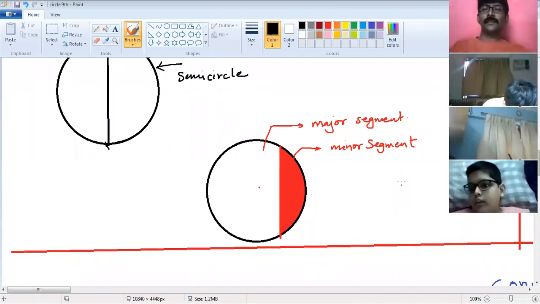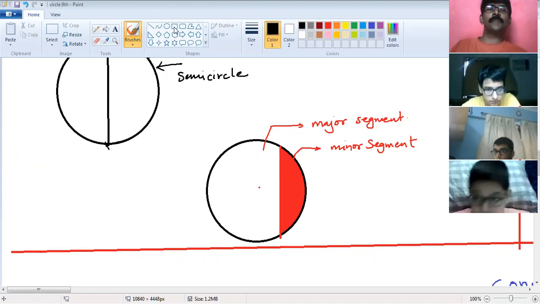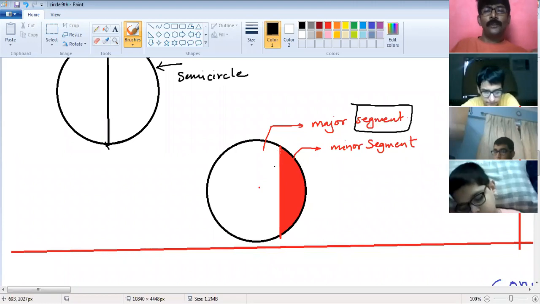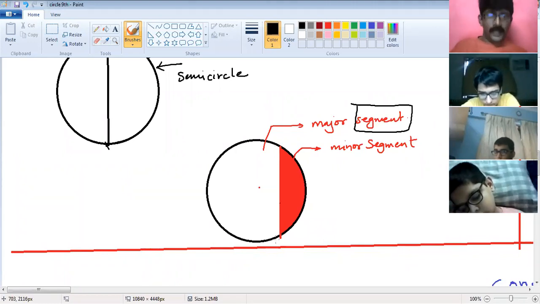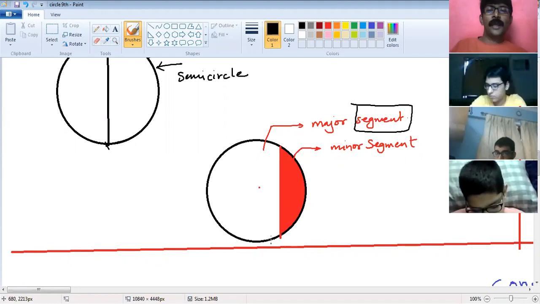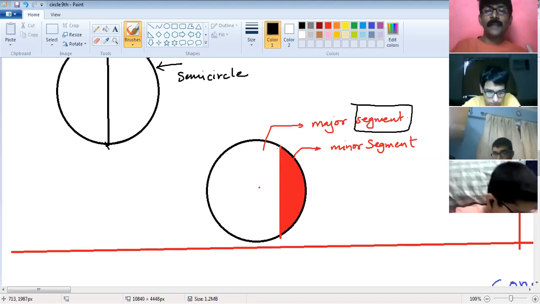Okay guys, so here is the last concept of this 9th standard for the circle chapter. Something is called a segment. And now what is a segment? So if you draw a chord and if we have an arc, then the area between the chord and the arc is called a segment. I'll repeat, the area between the arc, follow my cursor, and the chord is called a segment.